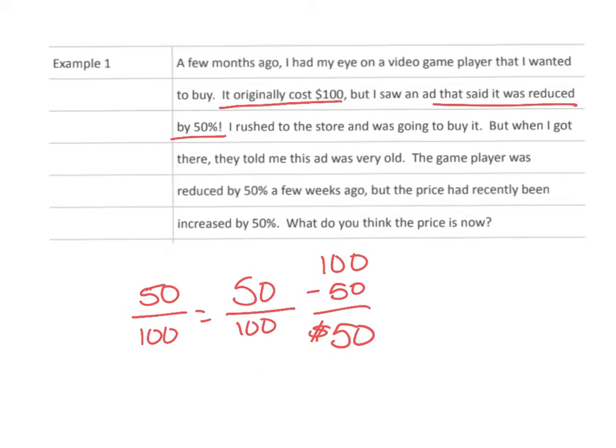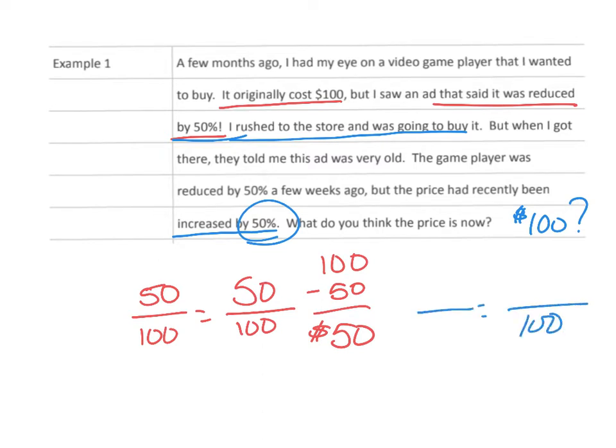But we are not done. I rushed out to the store to buy it, but when I got there, they told me this ad was very old. The game player was reduced by 50% a few weeks ago, but the price had recently been increased by 50%. What do you think the price is now? So the question is, because it was reduced by 50% first and now increased by 50%, do you think it's going to be the original $100? Well, let's find out. Because now it's being increased by 50%, but the original price is now $50.